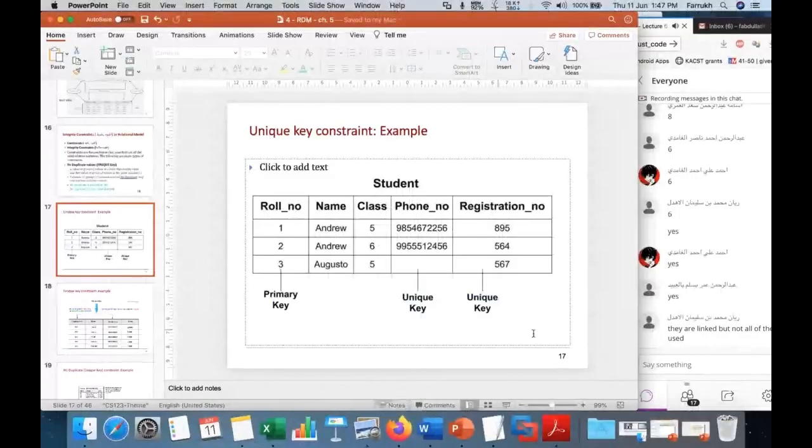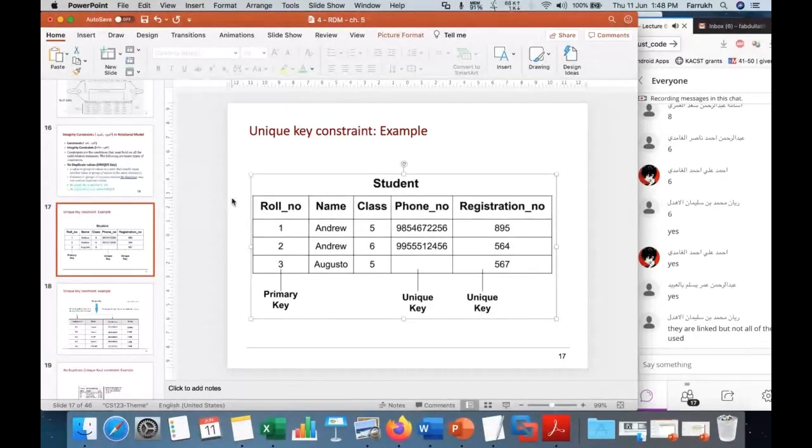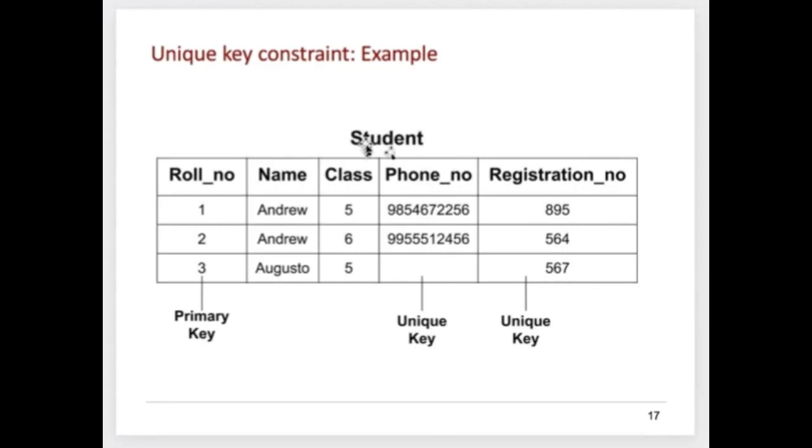For example, let's see here. This is the table. The name of the table, or the relation, is student, and these are the attributes: roll number, name, class, phone number, registration number. We find that the roll number is unique, and we declared it as a primary key. So this is the primary key.